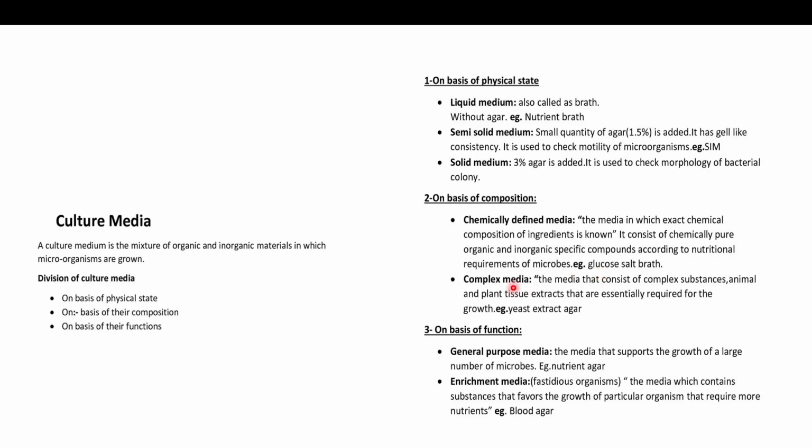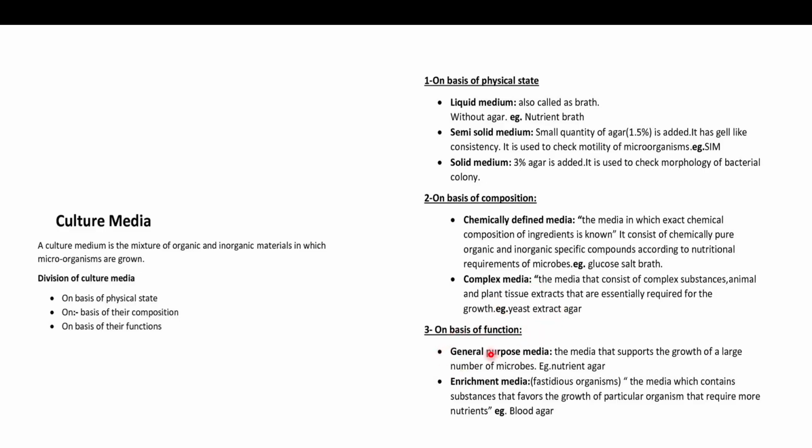Then there's complex media also, where there are different animal extracts, plant tissue extracts, which is a little complicated, and these are required for certain growth conditions of certain microbes. For example, there's yeast extract agar.